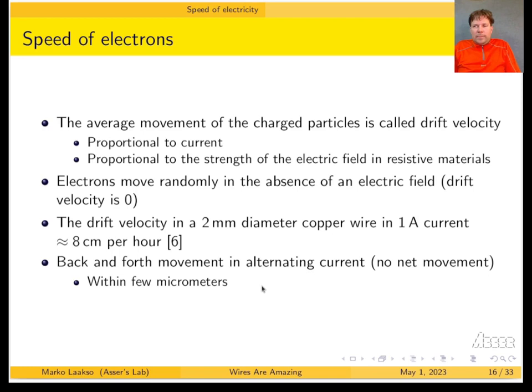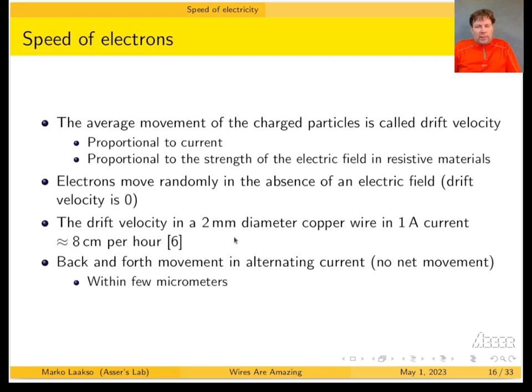Even if this electromagnetic field propagates at the speed of light, the actual movement of those charged particles is amazingly slow. The average movement of the charged particles is called drift velocity. That's of course proportional to current. The faster they move, of course, the more current moves there. That's proportional to the strength of the electric field in resistive materials.